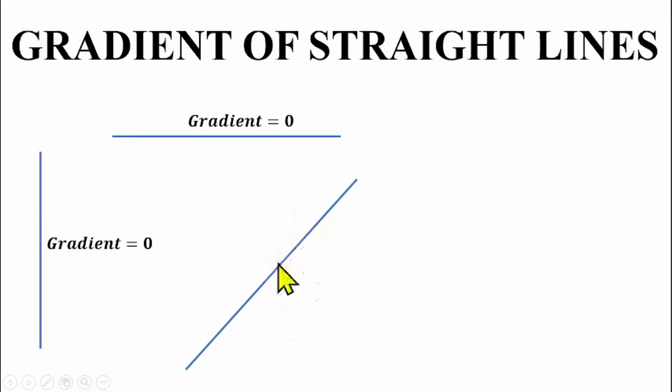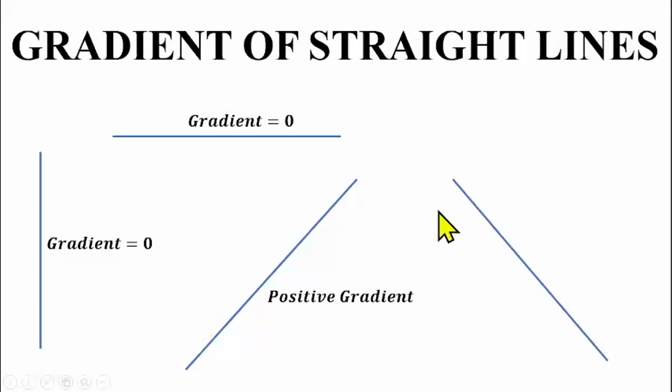And also we could have a straight line that bends upward to the right, and this straight line will give us a positive gradient. And we could also have a straight line that bends upward to the left, so this straight line will give us a negative gradient. Since we are finding the gradient of straight lines, it is expedient that we know the different forms of straight line that we have and the nature of their gradient. So this will give us a zero gradient, a positive gradient, and this one will give us a negative gradient.